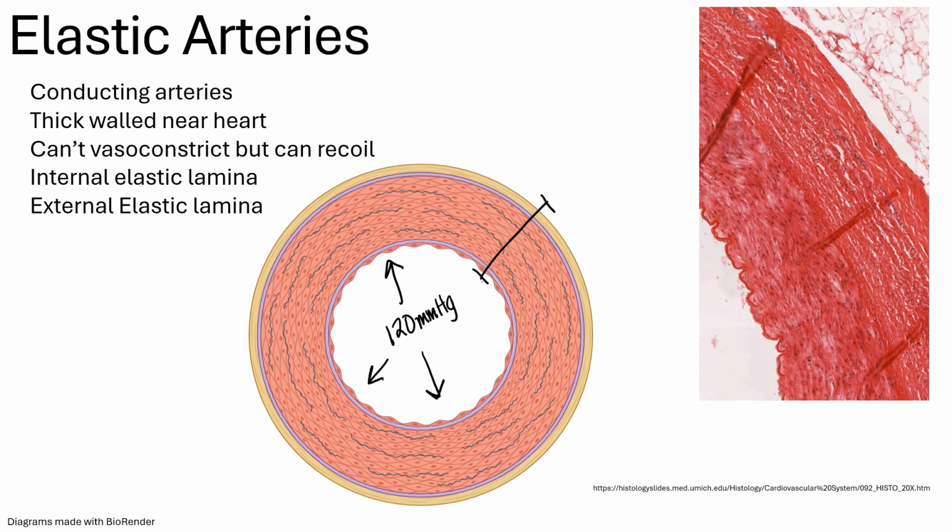You can also see in this artery, this purple line right here, and then this purple line right here. These are the elastic lamina. So even though there are little elastic squiggles throughout the smooth muscle, there are these two sheets of elastic tissue.